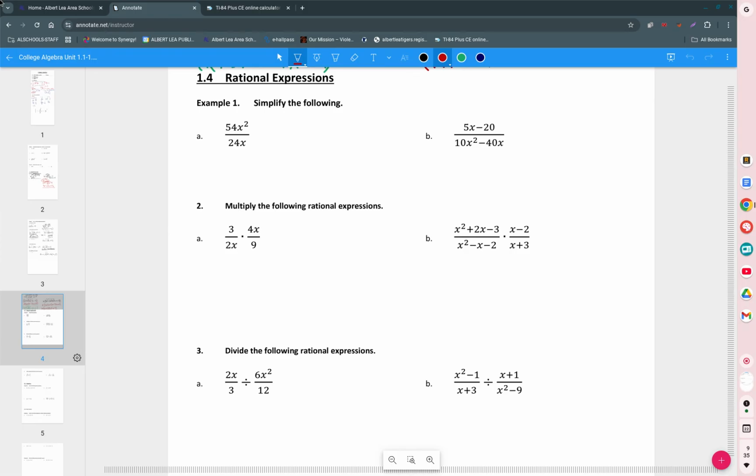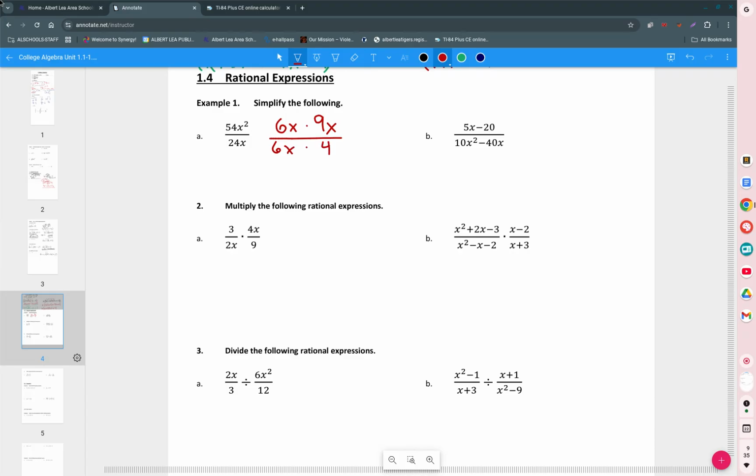What are both 54 and 24 divisible by? 6. They're both divisible by 6. And so what I'm going to do is factor a 6 from 54x squared, and I'm also going to factor an x. And so I have 6x times 9x. Does everybody agree that 54x is the same as 6x times 9x? Okay. And on the bottom, you agree that 24x is also divisible by 6x. So I'll write it as 6x times 4.